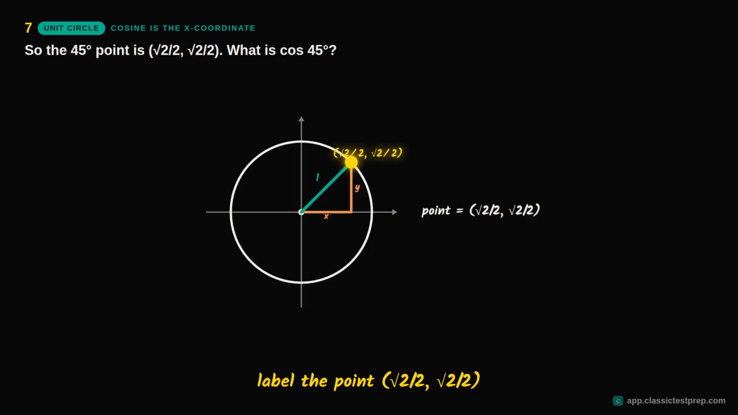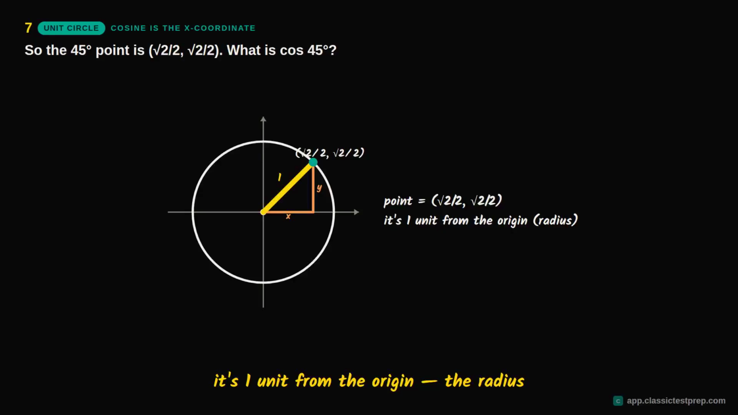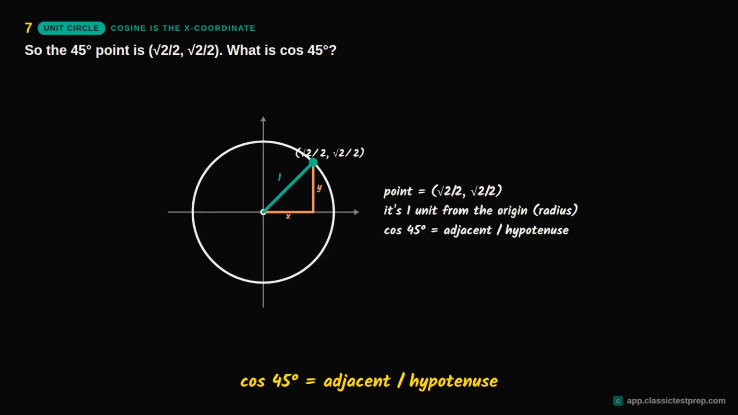We have this point, square root of 2 over 2, square root of 2 over 2. And that is 1 unit away from the origin because the radius is 1, and we determined by using the Pythagorean theorem that the x value was square root of 2 over 2 and the y value was square root of 2 over 2. So what would cosine of our central angle, 45 degrees, be in this situation? Well, it would be the square root of 2 over 2 over 1. And that is the whole point of this exercise.